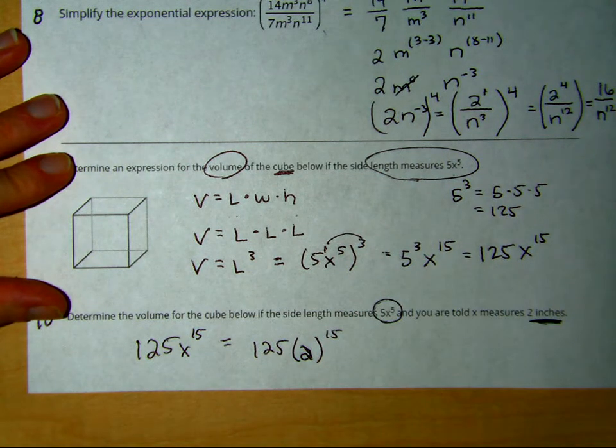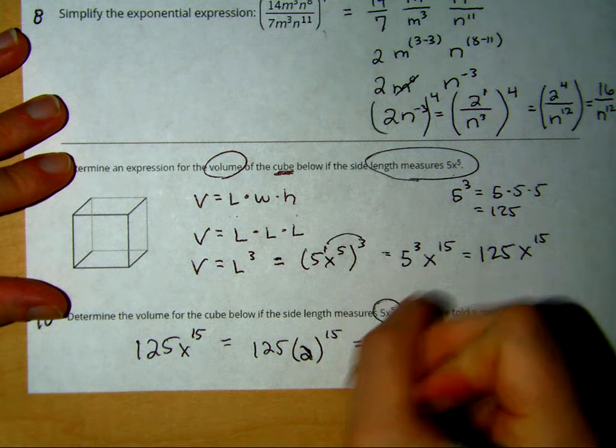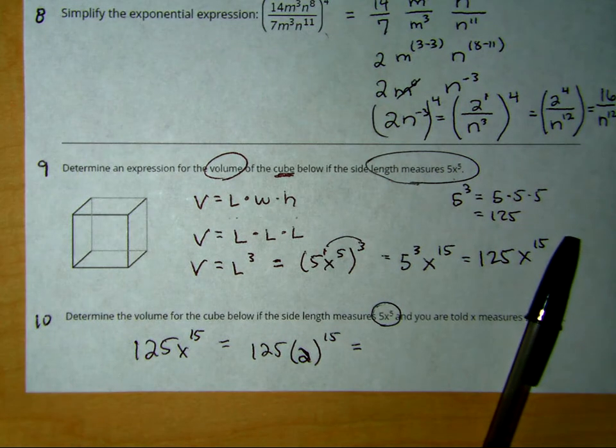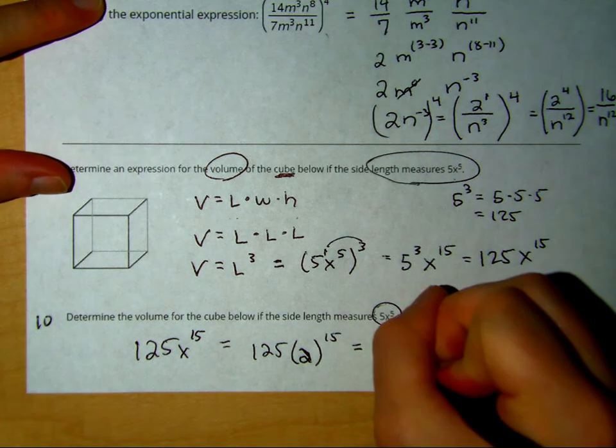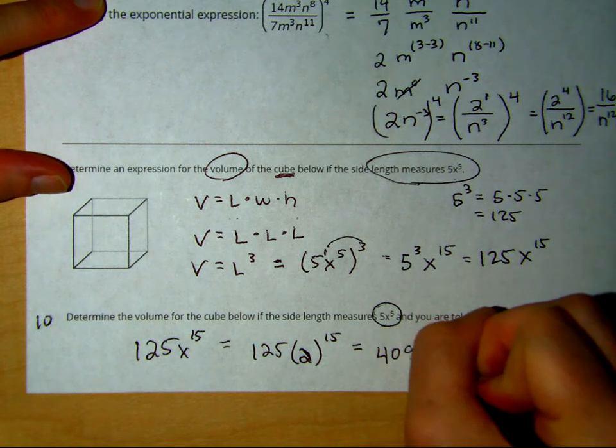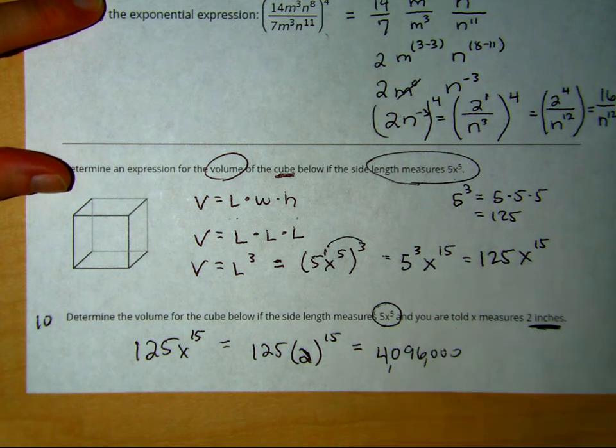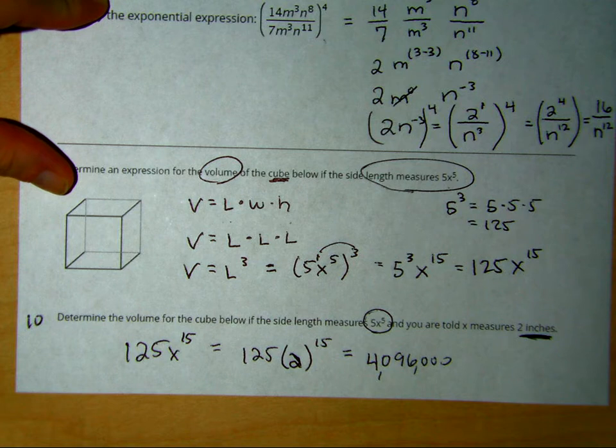And if we put that in our calculator exactly as you see it, you end up getting, give me a second to get my calculator. 125 times 2 raised to the 15th. We end up getting 4,096,000 cubic feet. Okay, and if you look at your answers, none of them match.